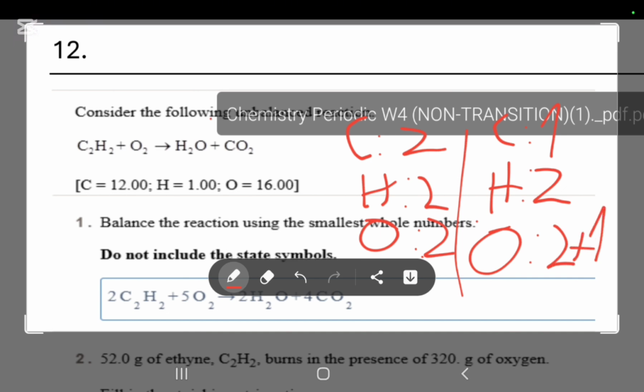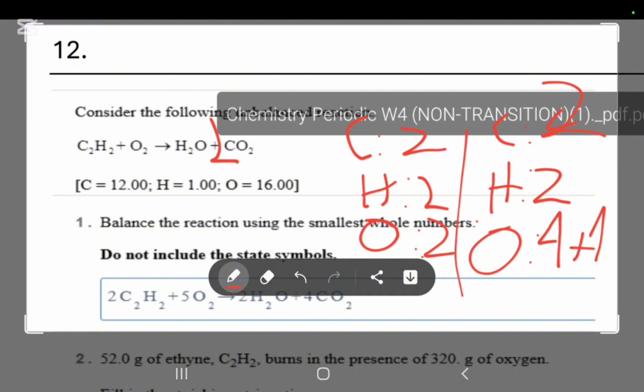Okay, so first we're gonna have to balance the C here. So this is gonna be 2, and this is gonna be 4. And now we're gonna have to balance the oxygen.